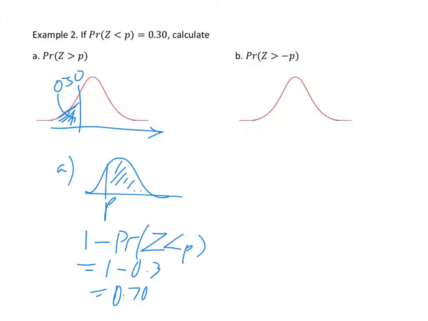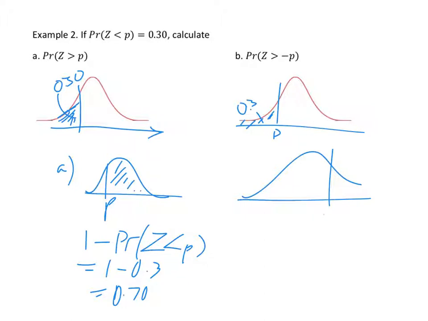For part B, we have the original p-value here. There's 0.3 under there. The probability that z is greater than negative p is asking you for the negative p, which is over here, and greater than. Now, if you notice, this picture has a lot of symmetry to this picture, so it actually is the same value. It's the same as the probability that z is less than p, which is 0.30.